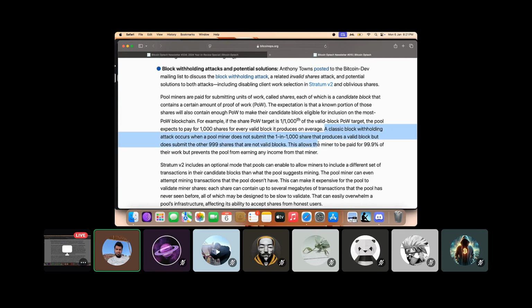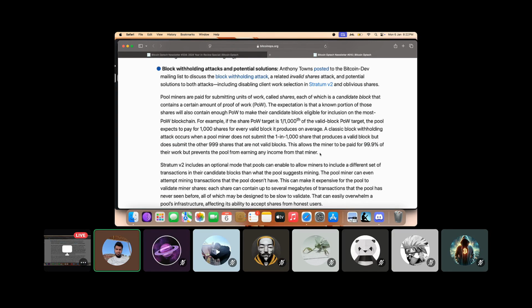A classic block withholding attack occurs when a pool miner does not submit the 1 in 1,000 share that produces a valid block, but does submit the other 999 shares that are not valid blocks. This allows the miner to be paid for 99.9% of their work, but prevents the pool from earning any income from that miner, right? A rival pool might also do it, right?